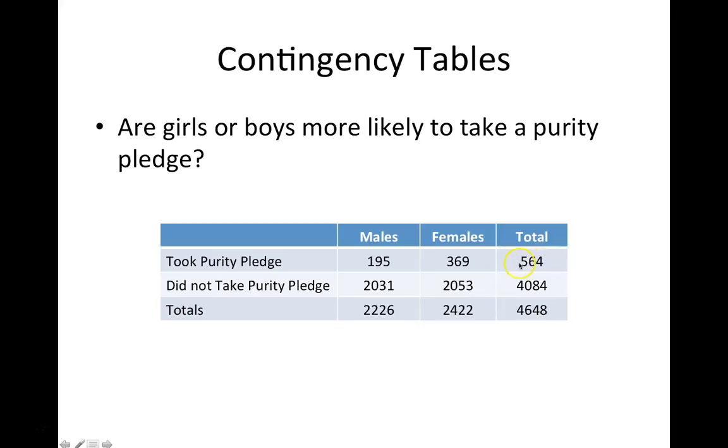So we get the total number who took the purity pledge, the total number who did not take the purity pledge. This is the total number in the full sample. And we also get the total number of males, the total number of females. So we can actually look via chi-square and find out if these percentages are different from one another. So it's not looking at the raw numbers here, it's looking at the proportion. And so I'll talk about how to interpret those different proportions and what proportions we're looking at specifically.